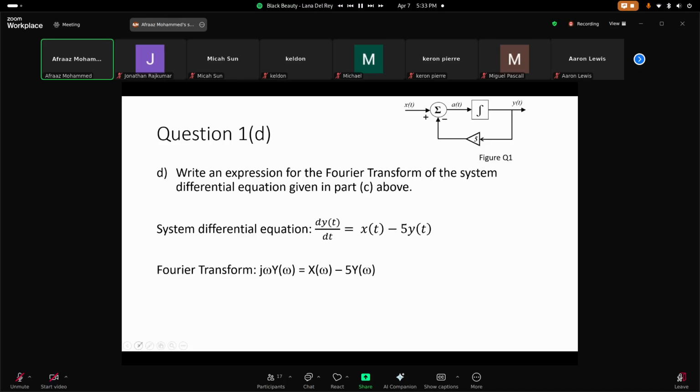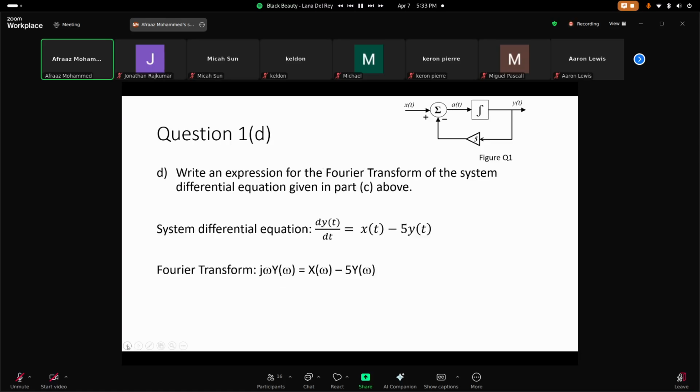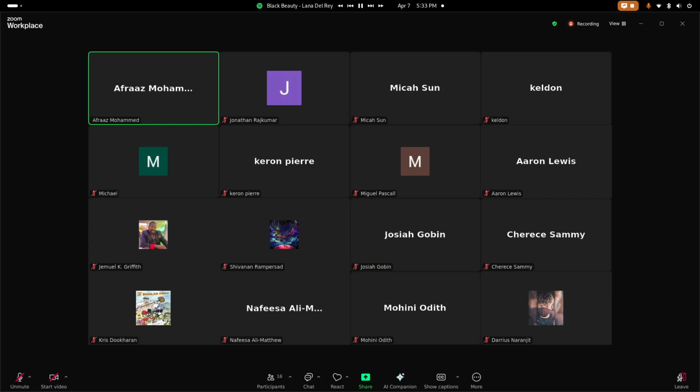Now, part D is you have to write an expression for the Fourier transform of the system differential equation given in part C above, right? So the system differential equation is dy of t dt equals X of t minus 5y of t, right? This is a good point to bring up the formula sheet, so I just want to do this part of the question showing you the formula sheet.